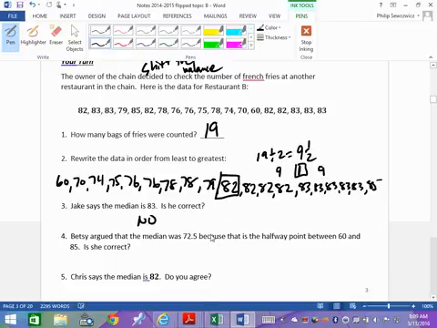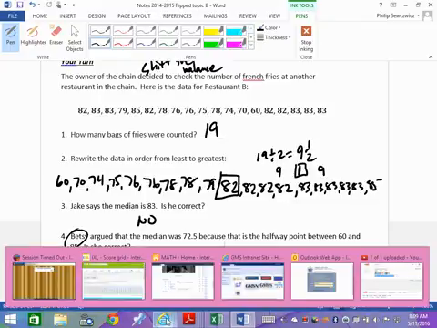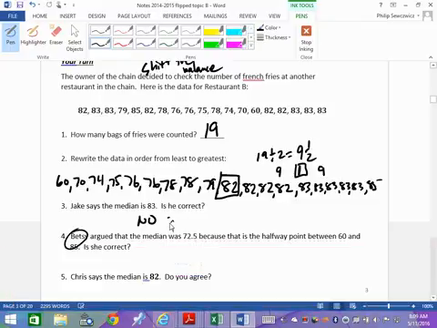All right. So Betsy argued that the median was 72.5 because it's the halfway point between 60 and 85. Yeah, no. Nice try, Betsy. Okay, no, don't think so. Median is not the middle number between the highest and the lowest. We actually have to count them that is there.